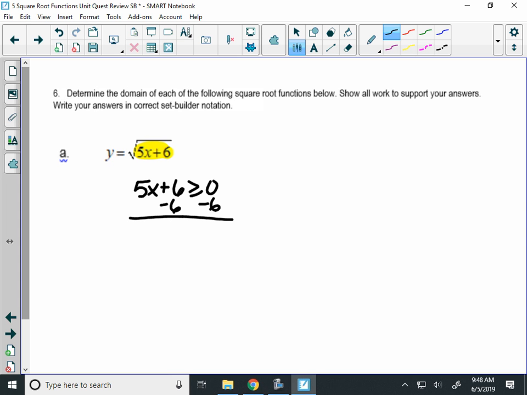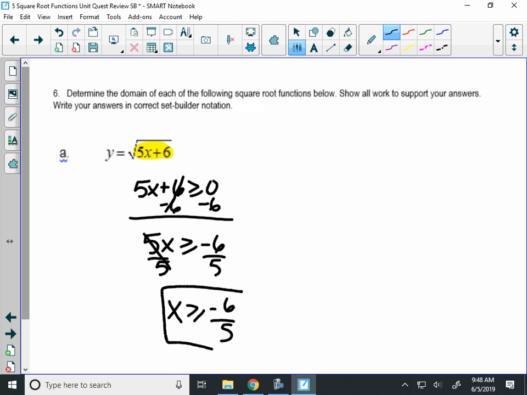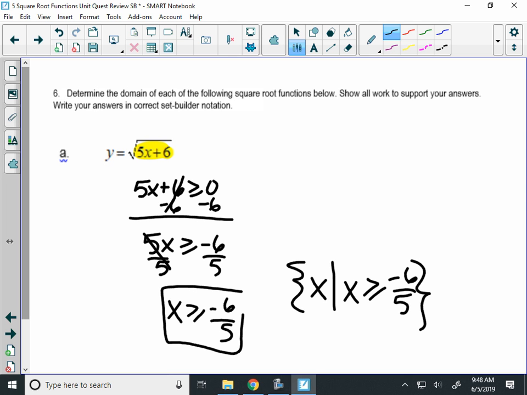I'm going to subtract 6 from both sides and divide by 5. That gives me x is greater than or equal to negative 6 over 5. Now to write that in set builder notation, that's your curly brackets. And all that says is that our domain are the x's such that all those x's are greater than or equal to negative 6 over 5. And that's how you would write set builder notation for that domain.